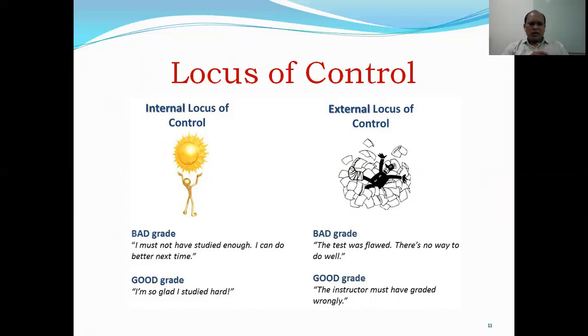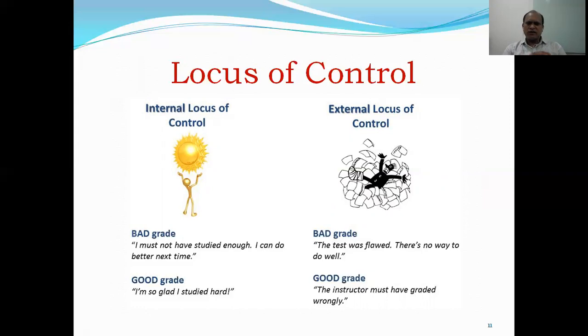Suppose a student has got a bad grade, situation number one. The person who is having external locus of control means he is extrinsically motivated, the external factors influence his behavior and all. He will say the test was not good, there was no way we could do well, the paper was tough, the questions were out of syllabus. That is what he will suggest. On the other hand, the person who is having internal locus of control will react to the same situation internally.